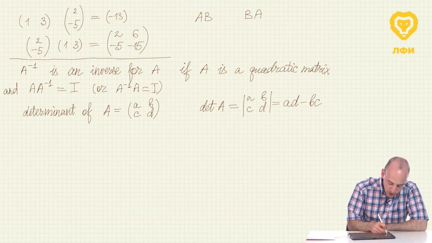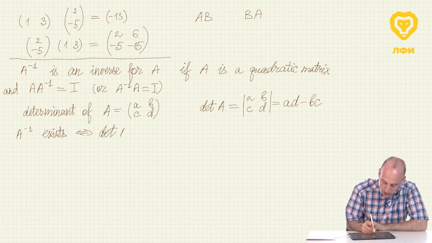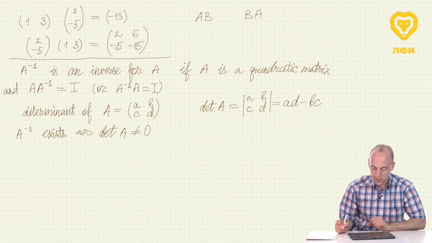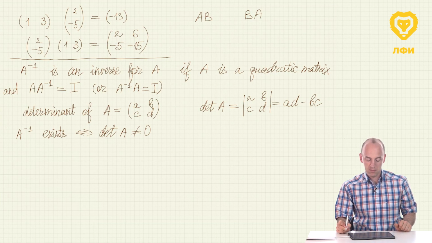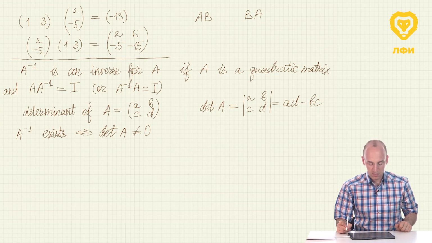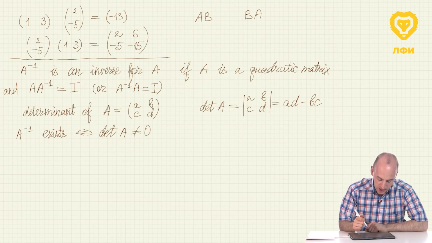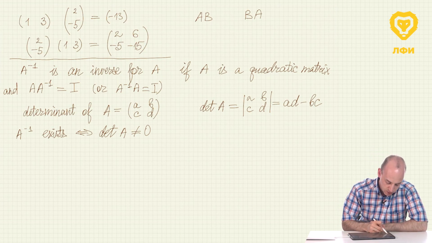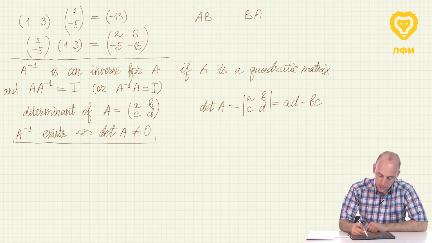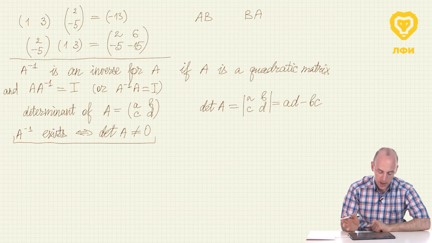And it happens that the inverse matrix exists if and only if the determinant of the matrix is different from 0. So I'm not going to prove it carefully, but I just formulate it. And now let's try to figure out the way how we can calculate the inverse matrix knowing matrix A.